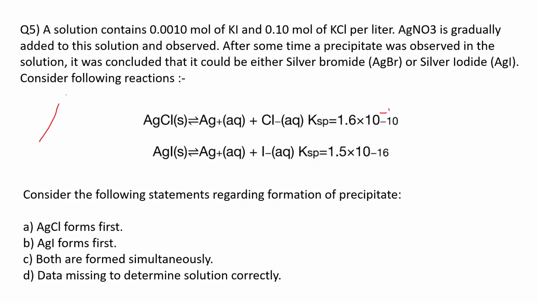These are the different KSP values. So consider the following statement regarding formation of precipitate. Which will be formed first?